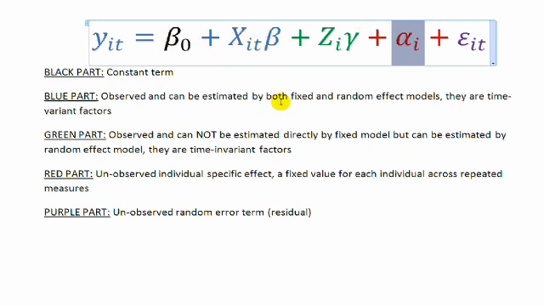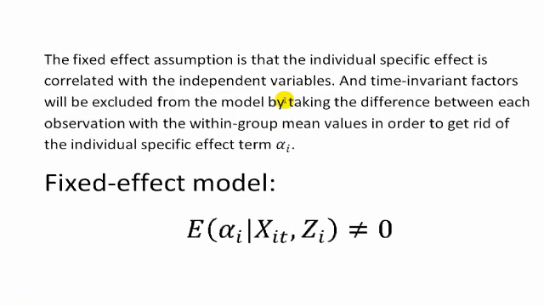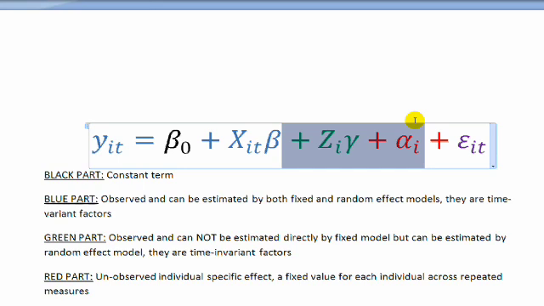correlated with the constant. If we assume that, the time invariant factors will be excluded from the model, because essentially what will be happening is that we'll be taking the difference between each observation and the within-group mean values, and we'll essentially get rid of that individual-specific effect by doing so. So the green and the red will be taken as zeros and excluded from the model. So we won't be able to estimate them in the fixed effect model.